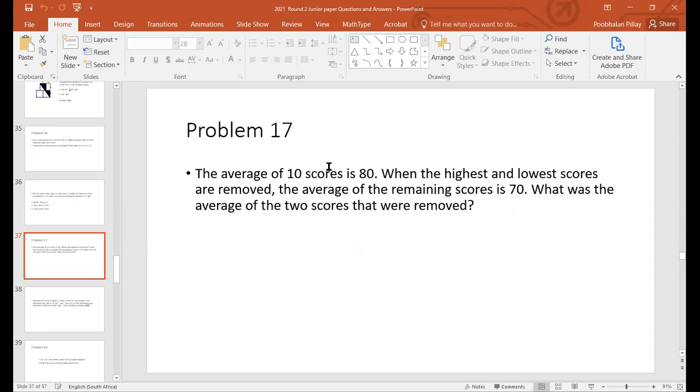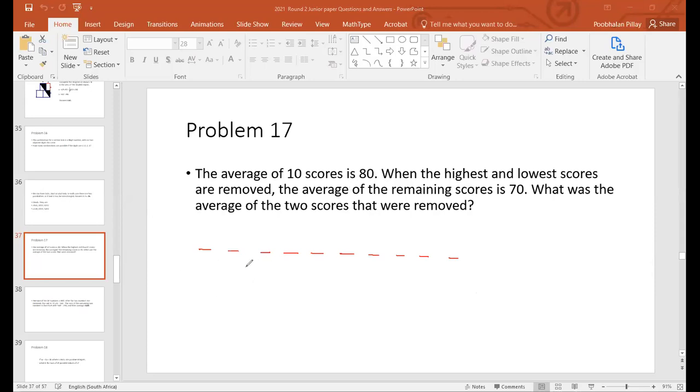All right, so this problem appears to be very difficult simply because you've got 10 numbers and you don't know what they are. You only know their average. So let's look at the 10 numbers: 1, 2, 3, 4, 5, 6, 7, 8, 9, 10. All right, so there are 10 scores, 10 numbers. The average of these scores is 80.